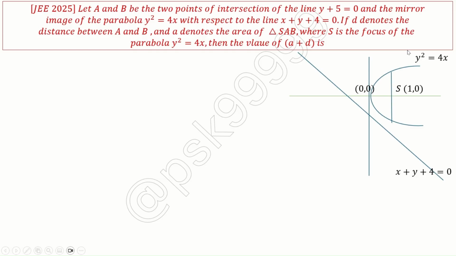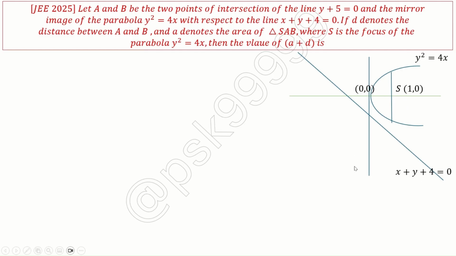So there is a parabola y² = 4x. Its focus is S. S is the focus of y² = 4x, which is given. Of course, we know the vertex is (0, 0) and the focus is (1, 0), which we also know from y² = 4x. Now, the mirror image of this parabola onto the line x + y + 4 = 0.